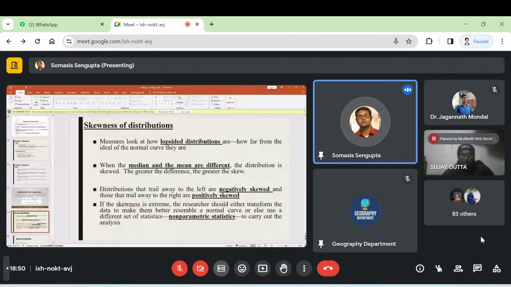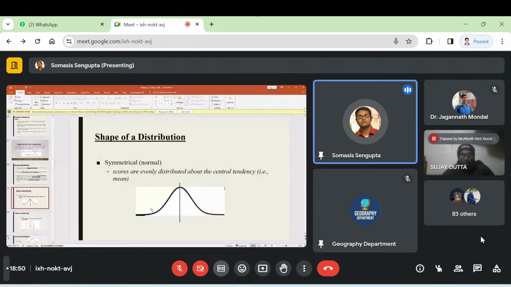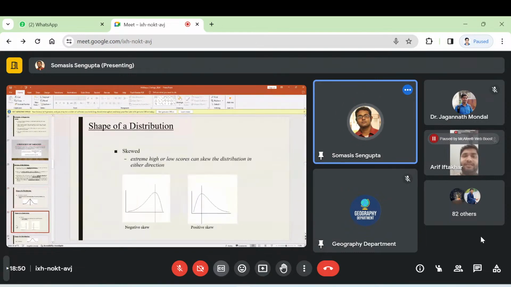In reality, the distributions are either more or less higher than the mean, or more or less lower than the mean. Then comes the question of skewness. See, this curve, as I told you, is a normal distribution curve. Here the peak is observed around the mean. But in reality, many of the distributions are either this diagram or this diagram.